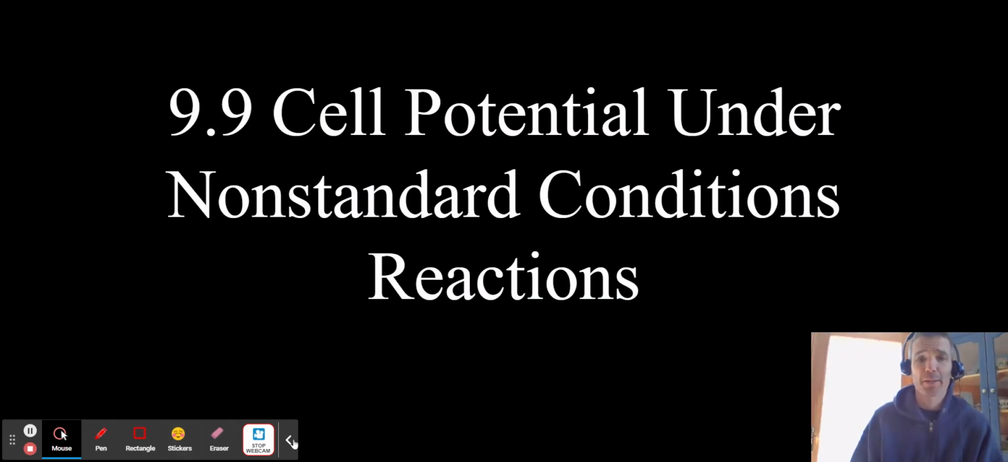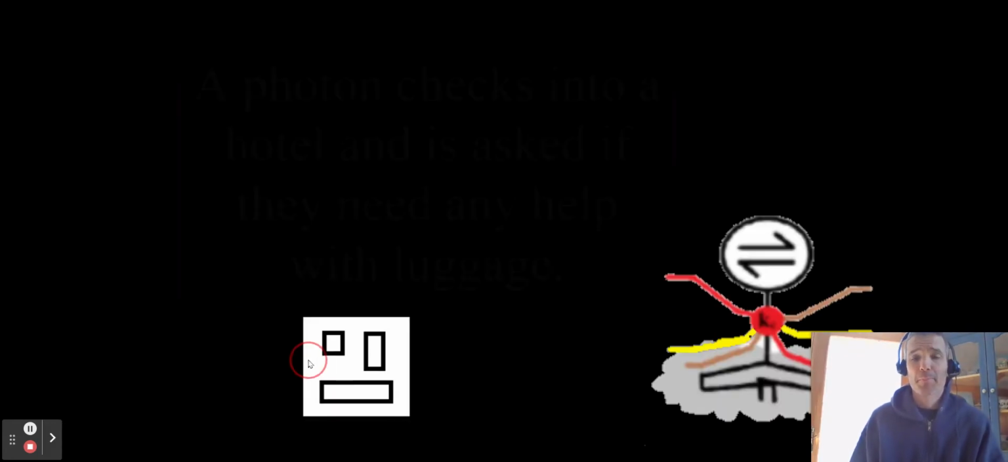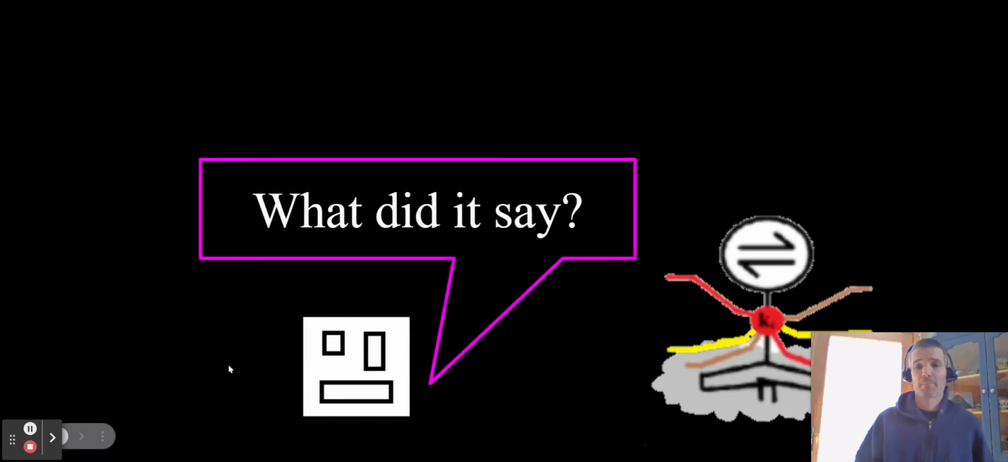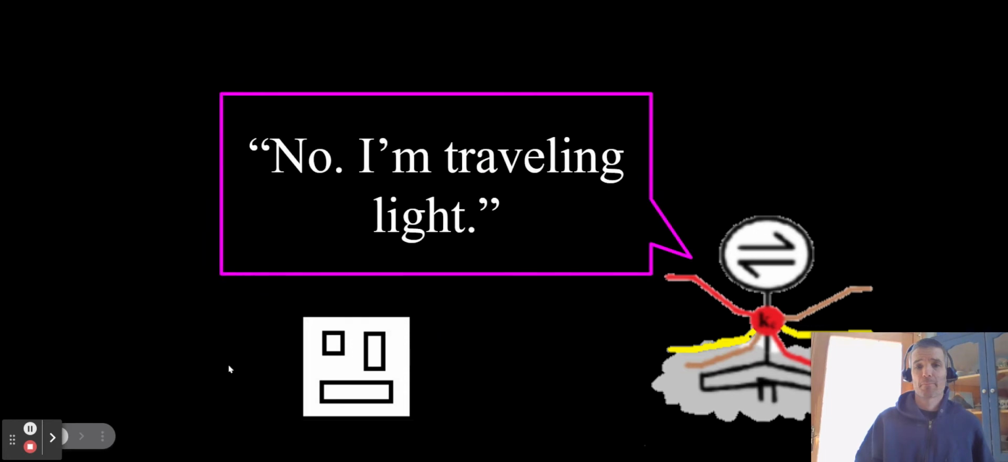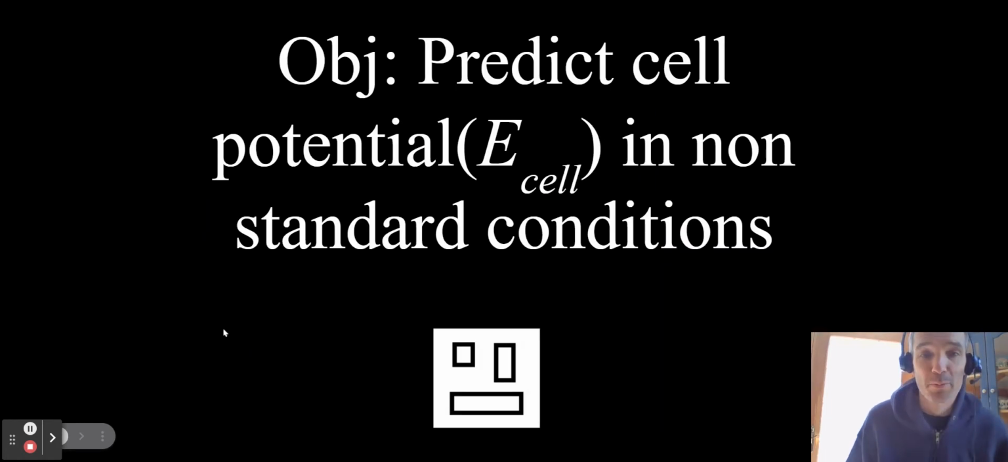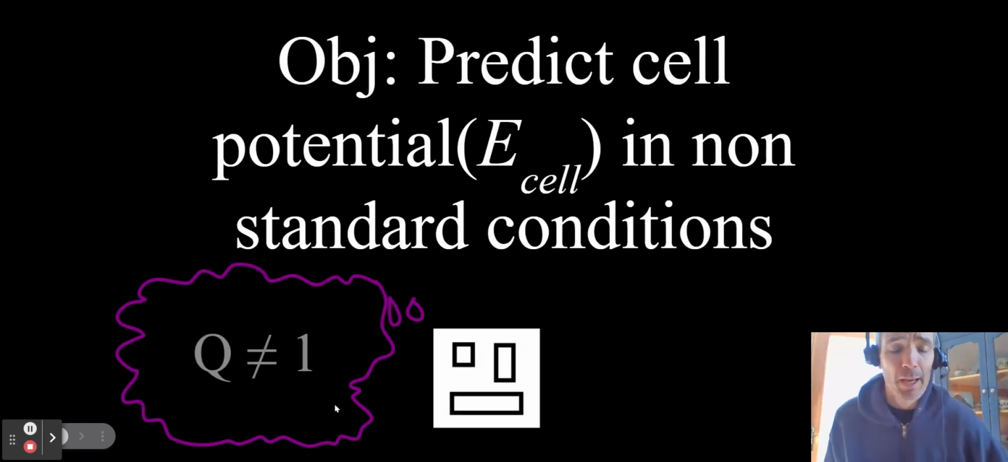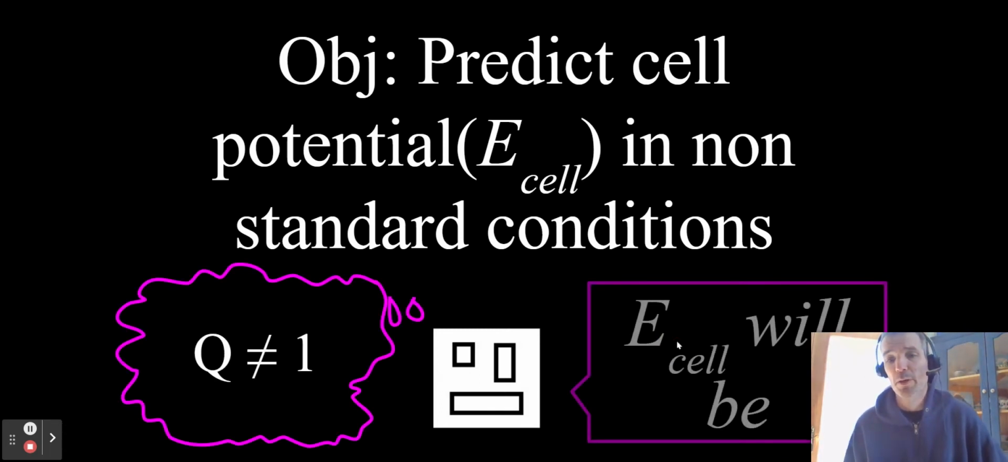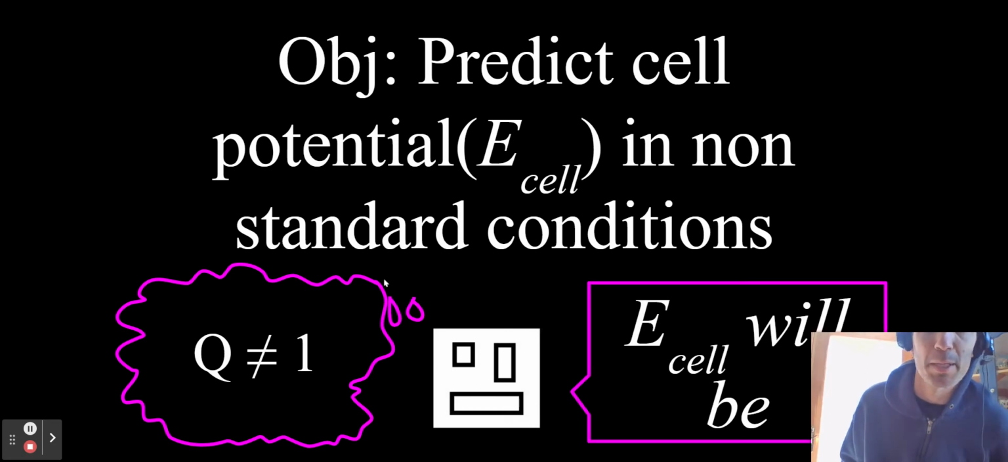Okay, here is our topic. Here's our objective. Mainly, Q not equal to 1. We want to know what the cell potential is going to be of an electrochemical cell.